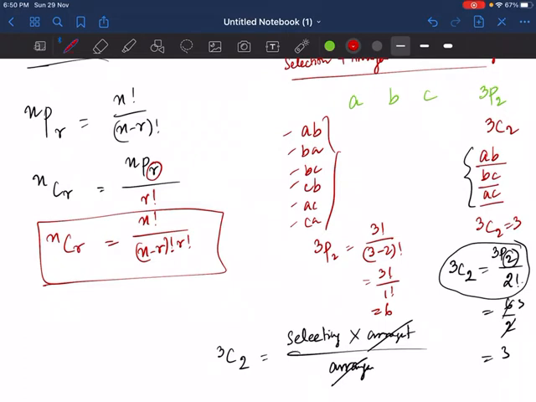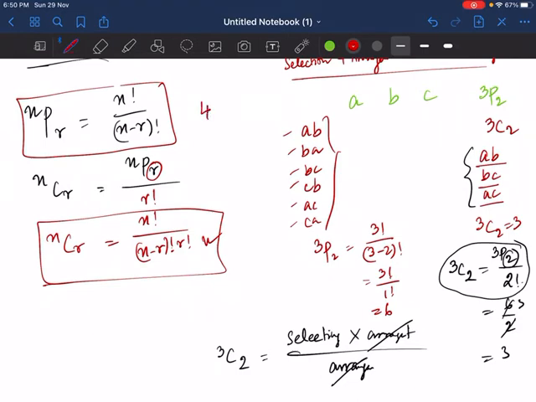The formula of nPr was this, which we learned in our previous session: nPr is equal to n factorial divided by n minus r factorial. So this is my nCr. All you have to do for combination is, from permutation you divide out the arrangement part. From permutation you divide the arrangement part.